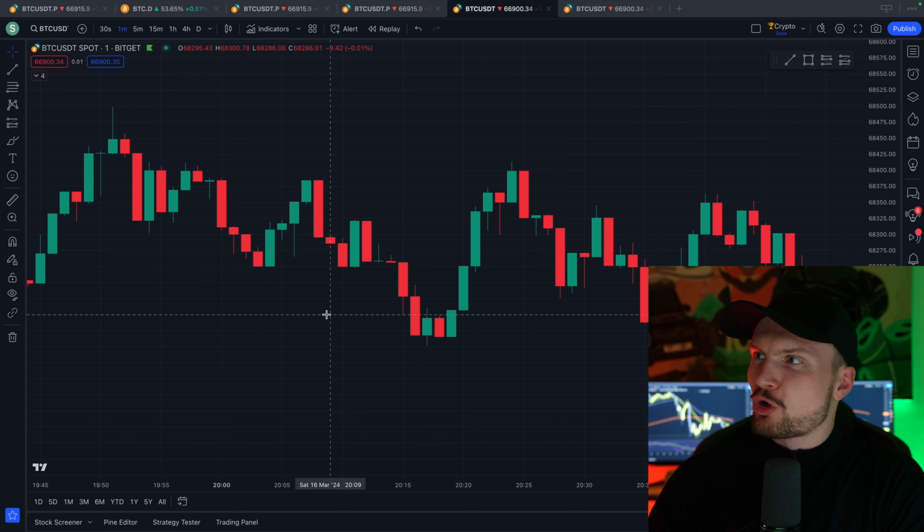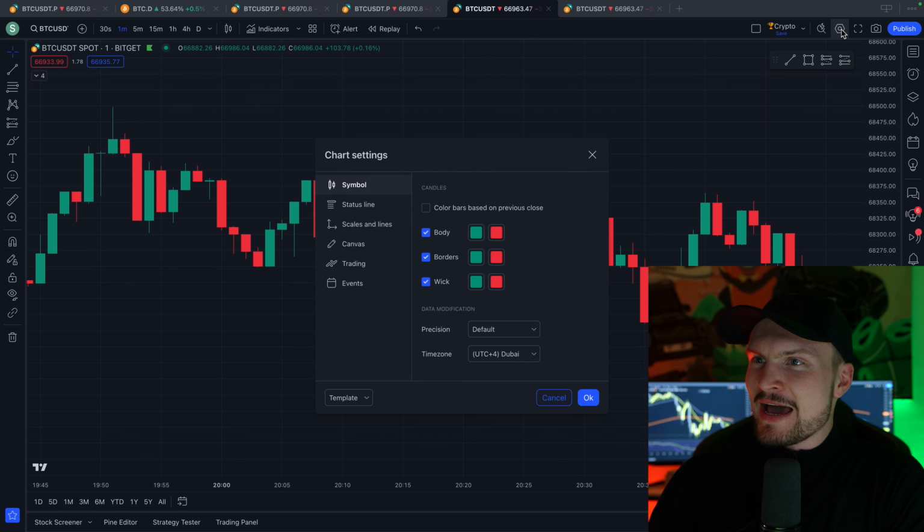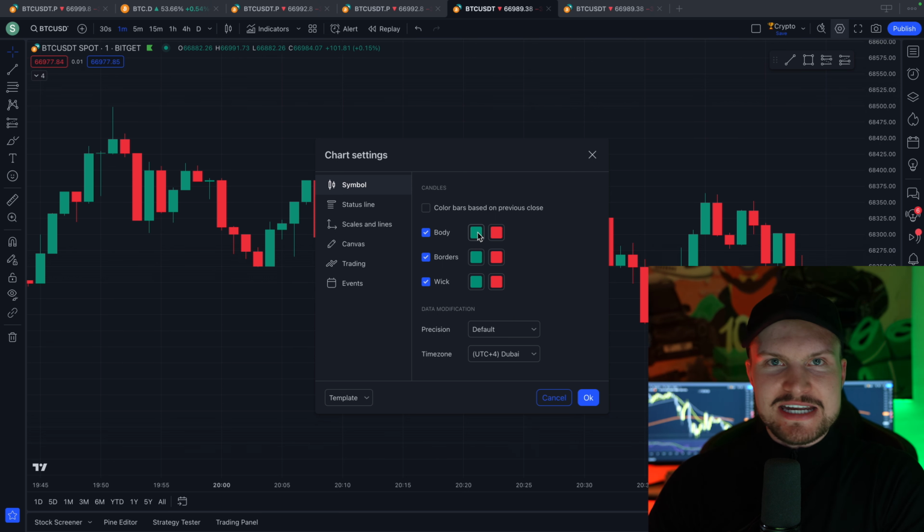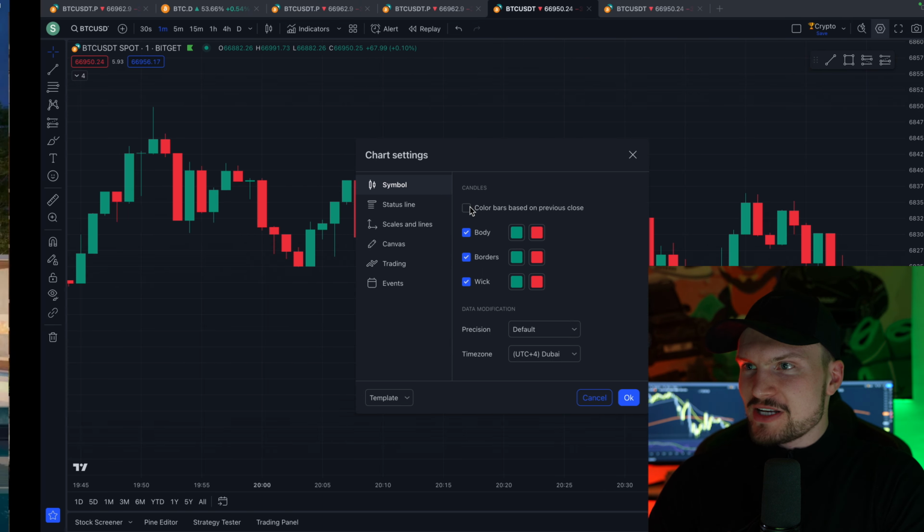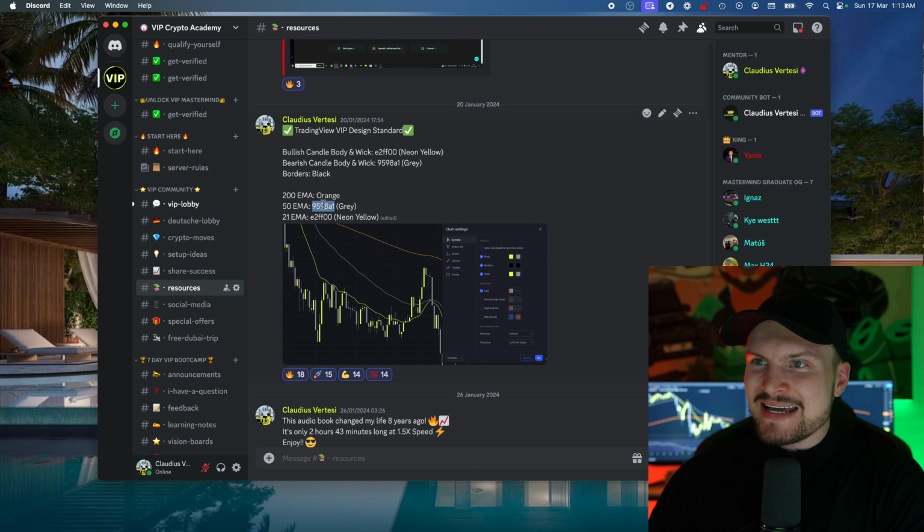The second option is you could also go on the top right on this little hexagon, and then you go to symbol. So usually I prefer the green candles in neon yellow and the red candles in carbon fiber gray. So for this, you can copy my exact color codes.